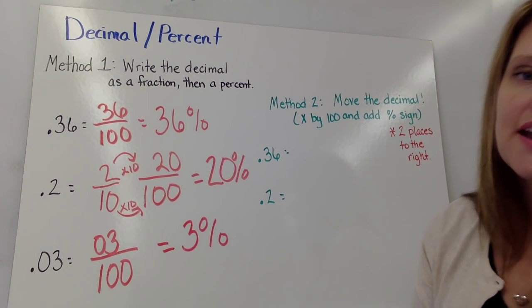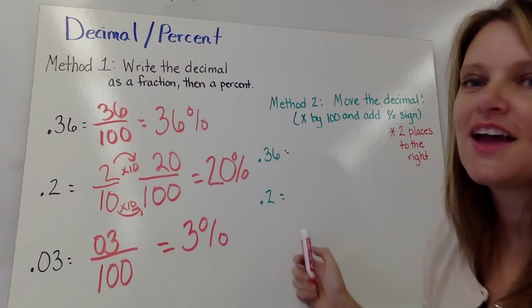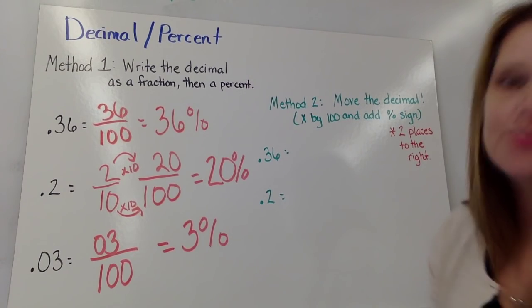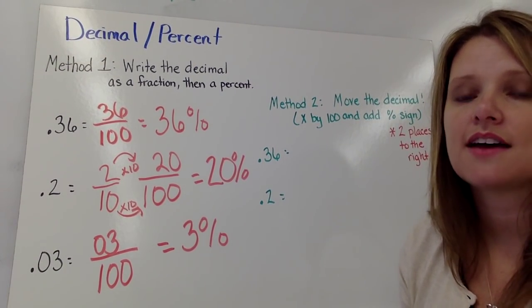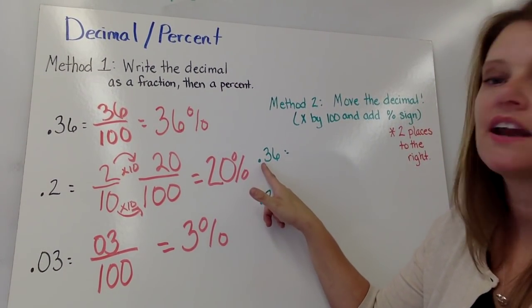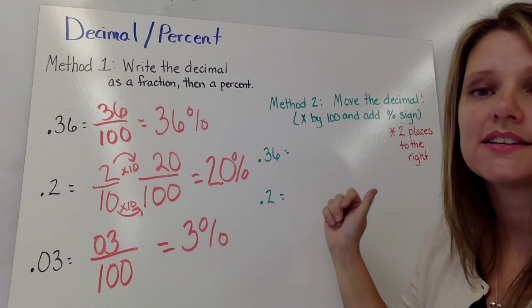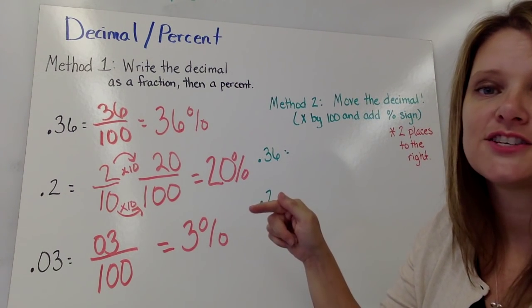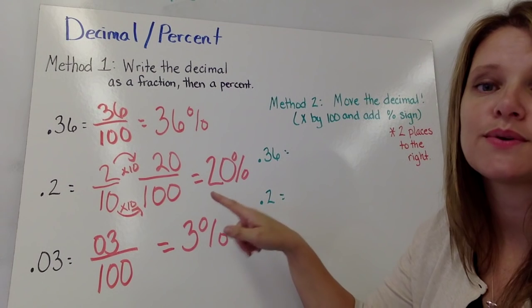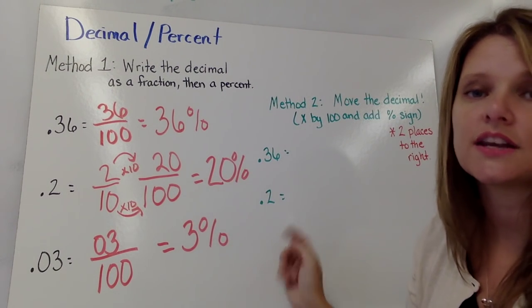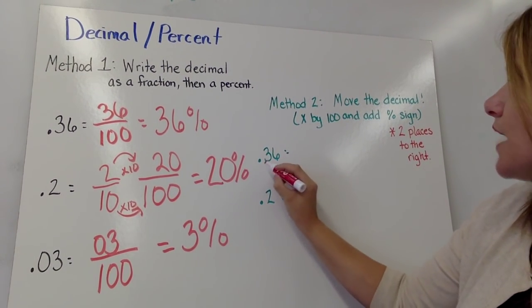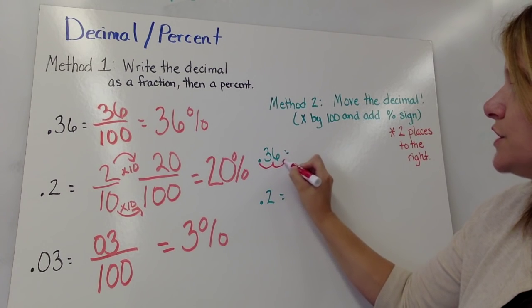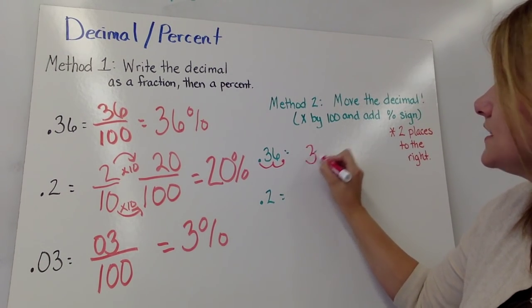Okay? Now let's talk about the easier method, moving the decimal. We're going to multiply by 100 and add the percent sign. So if we think about this, we're just moving our decimal 2 places to the right. Before we moved it to the left to change it from a percent to a decimal. Now we're going from a decimal to a percent, so we're going to move it to the right. So we're going to take our decimal, 1, 2. This is now 36%.